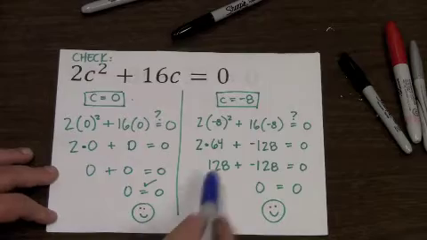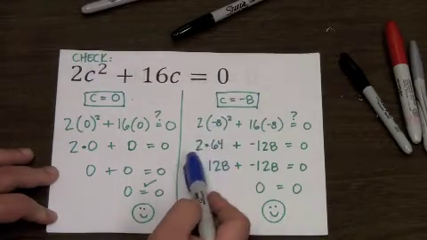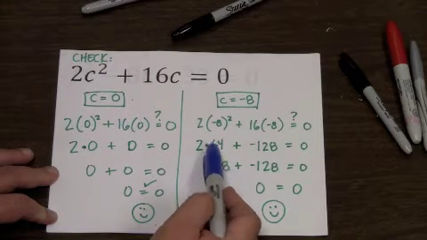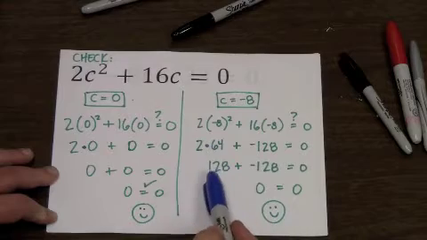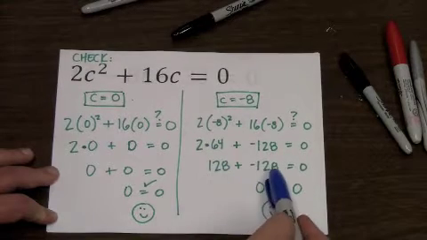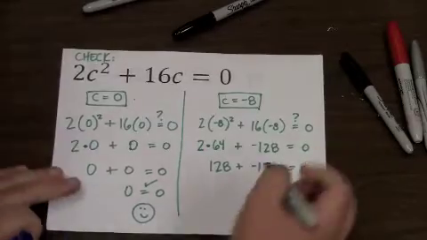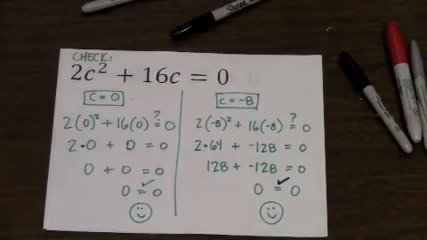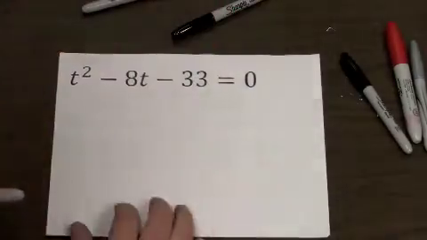I'm happy. Negative 8, a little bit more work here. Negative 8 squared is 64, positive. Negative 8 times 16 is negative 128. 2 times 64 is 128. 128 plus negative 128 is 0. So both of these work out to be a true statement. That one is a true statement as well. Okay? Good work.